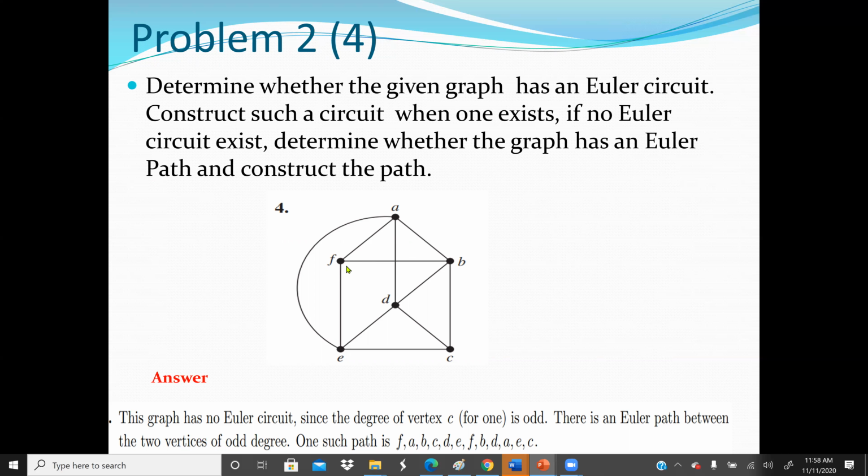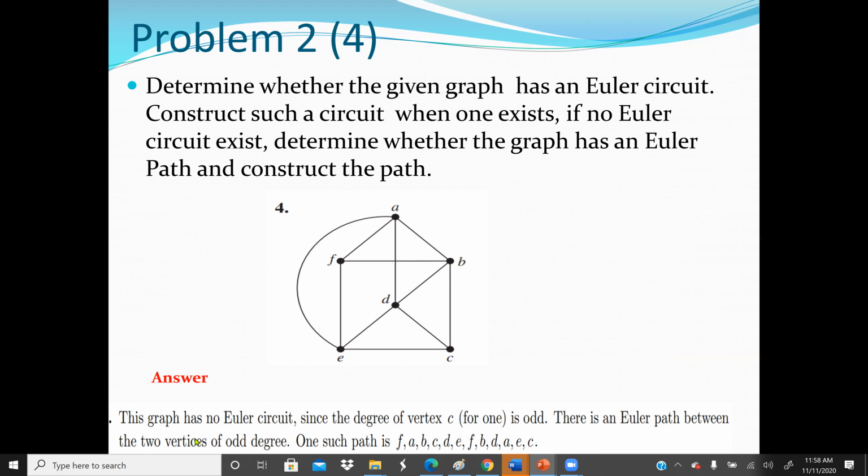So F is 3, A is even, B is even, 1, 2, 3, 4. D is even, 1, 2, 3, 4. C is 1, 2, 3. So C and F. Okay, so we have a path. E is even, it is 4. So only F and C have odd degree.